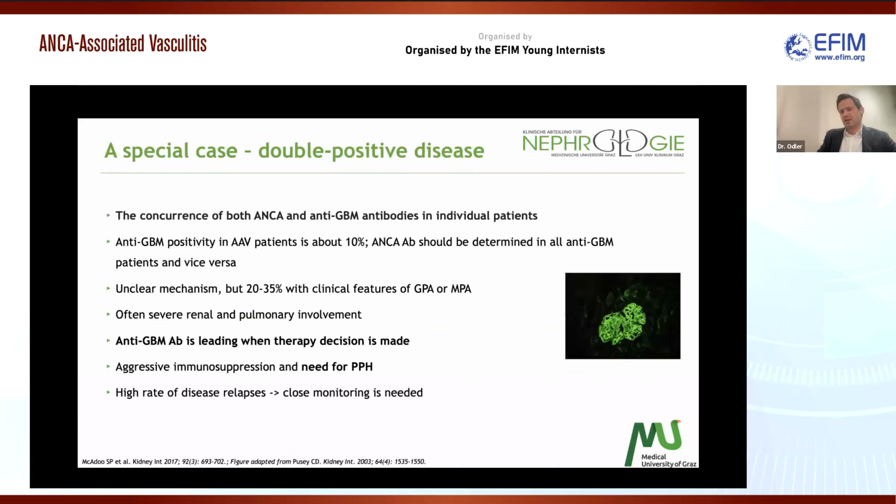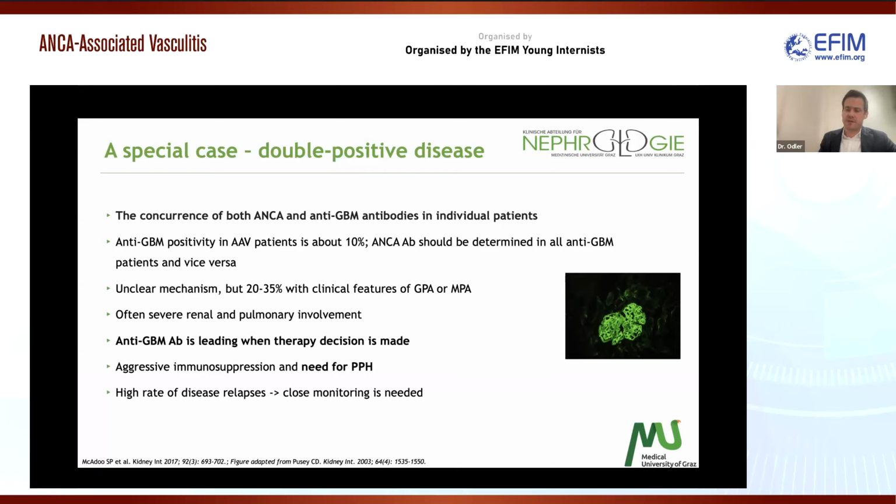This is the last slide on the topic of plasma exchange, but I think it is quite important if you are managing patients with ANCA-associated vasculitis. Some of the patients present with the concurrence of both ANCA and anti-GBM antibodies. It can happen in about 10% of the patients, and this is the reason why I said at the beginning of my presentation that you should always perform anti-GBM assays as well if you are diagnosing ANCA-associated vasculitis.